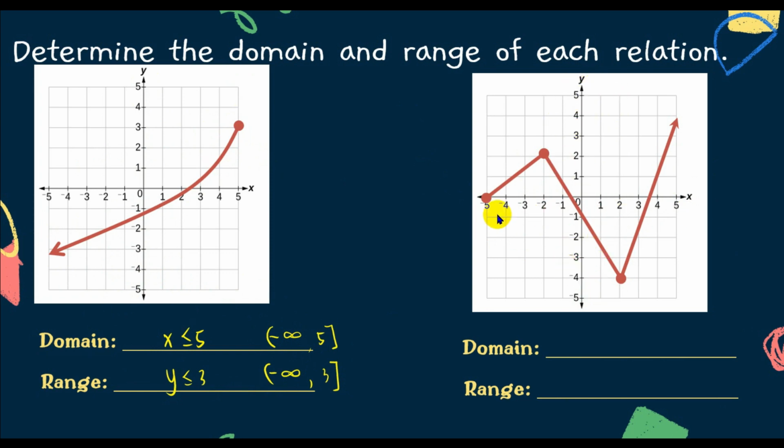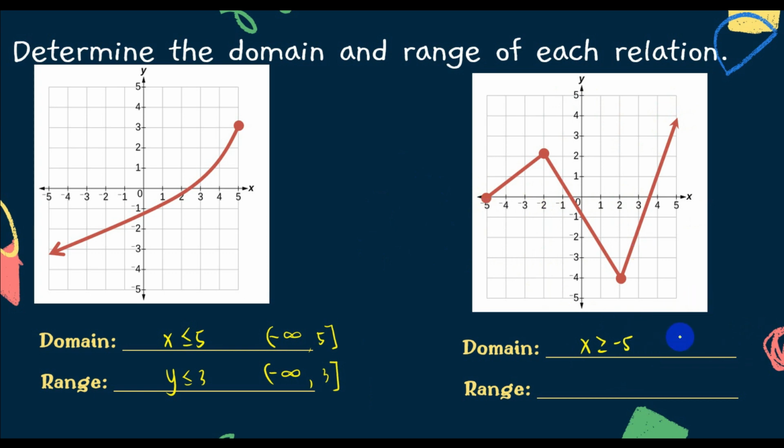So for the domain here, it starts with negative 5. And this is a closed point, so negative 5 is included. And if we look at our graph, there is an arrow again. And if there is an arrow, it means we don't know where it ends, okay? So the domain will start at negative 5, so we can describe that as x is greater than or equal to negative 5. Okay? So it is greater than negative 5 and negative 5 is still included.